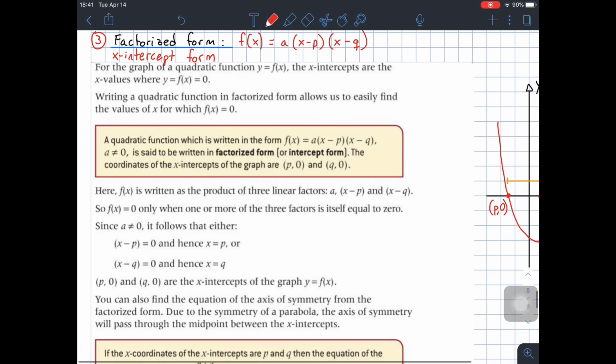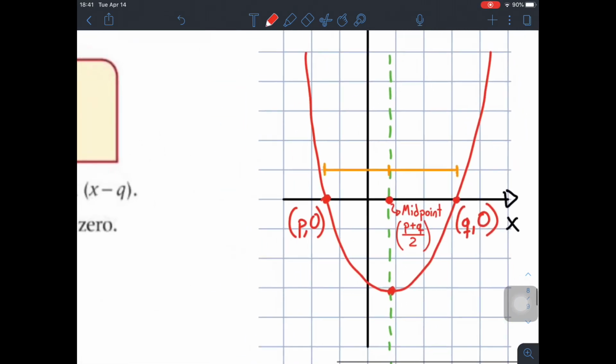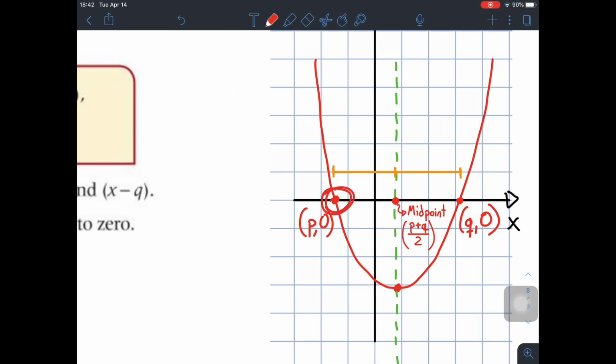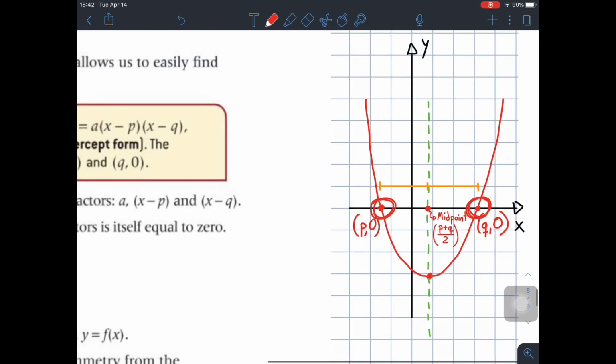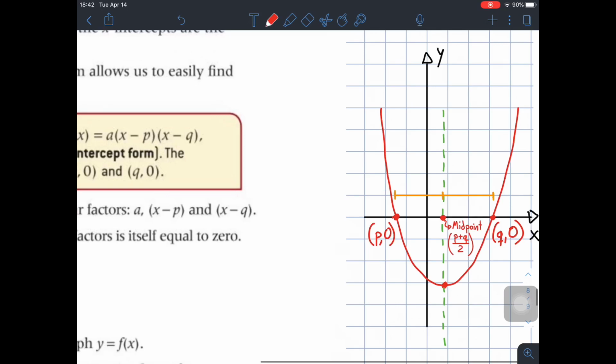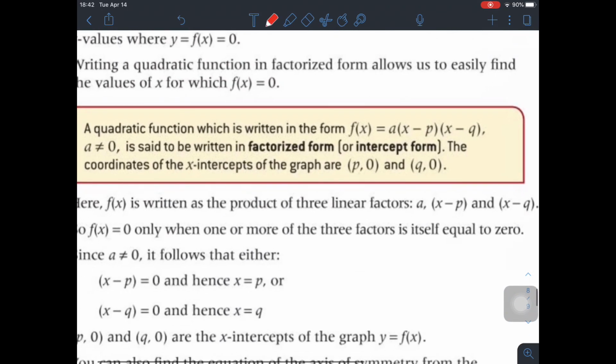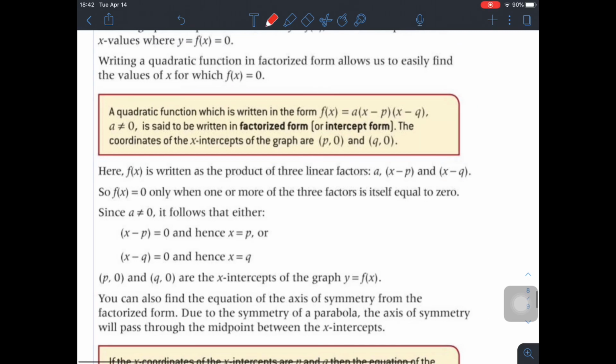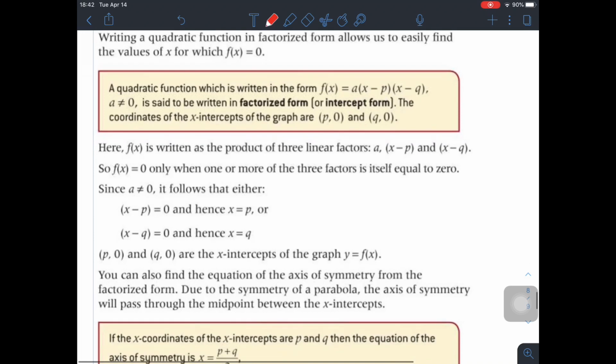So when we talk about the x-intercepts, we're referring to the point where the graph crosses the x-axis, okay? And for those values, the value of y is always 0, right? If you look at this graph over here, the x-intercepts are this point and this point. And in both cases, the value of y is 0, okay? That's what we know as x-intercepts. So it says, writing a quadratic function in factorized form allows us to easily find the values of x for which f of x is 0. So that's the usefulness of this form.